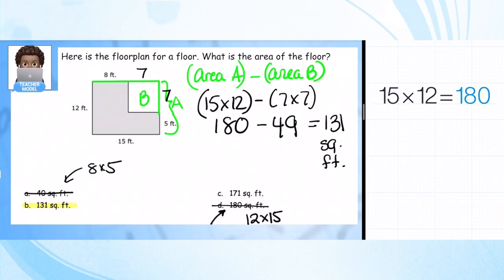The 171, where could that have come from? Not sure. Either way, this was incorrect. I'm not sure how someone would have determined that one.